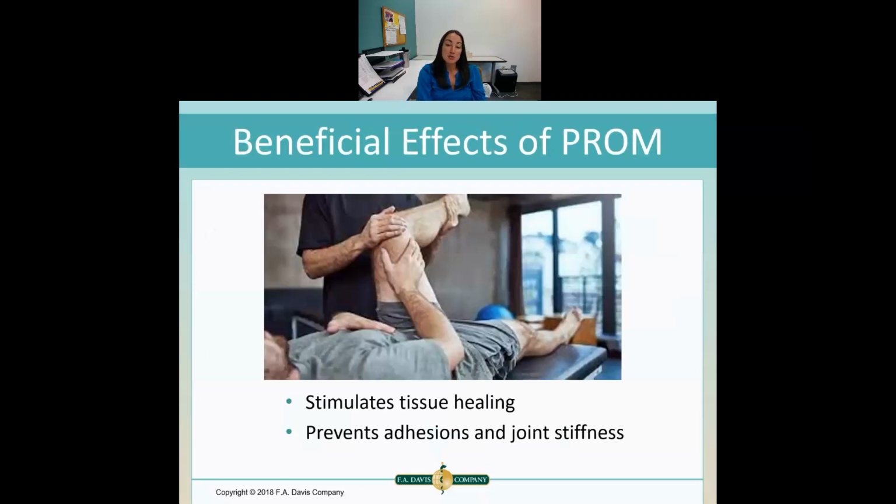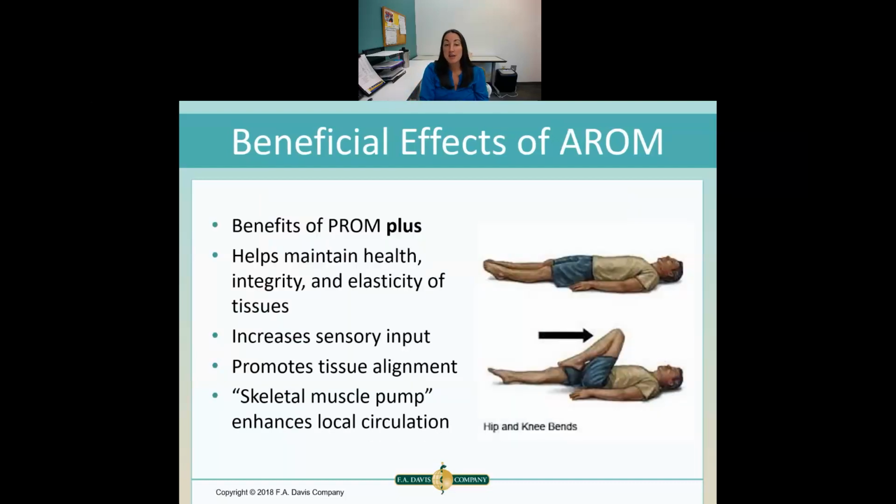Benefits of passive range of motion. It stimulates tissue healing. It prevents adhesions like scar tissue developing and prevents joint stiffness. Benefits of active range of motion can include the benefits of passive, but also it helps maintain health, integrity, and elasticity of the tissues, straightening and moving the area to maintain that good muscle elasticity. It increases sensory input, promotes tissue alignment.